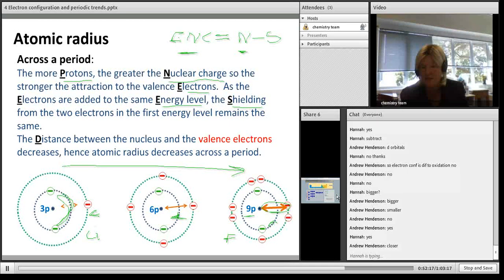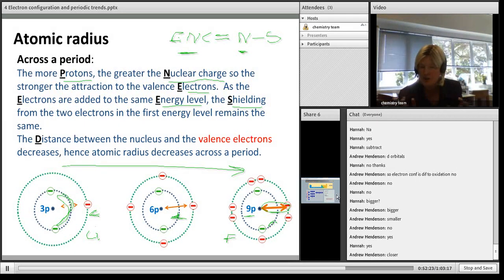Anybody want to have a go? They'll get pulled closer. These are stronger charge. So think of that Coulomb's law. If it's a stronger charge, they're going to get pulled closer together. Okay. So that's the argument for across a period.